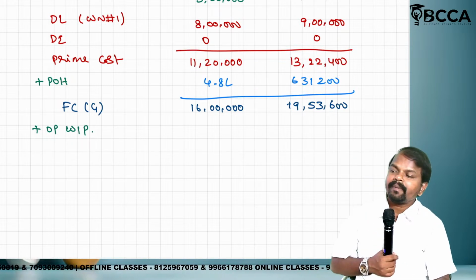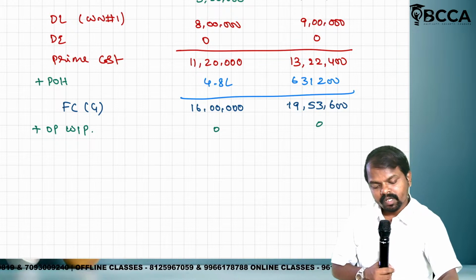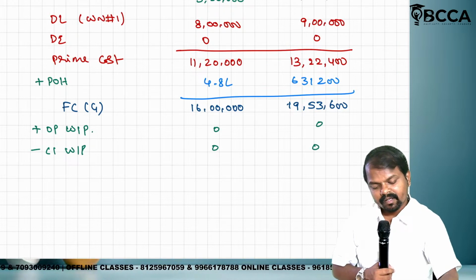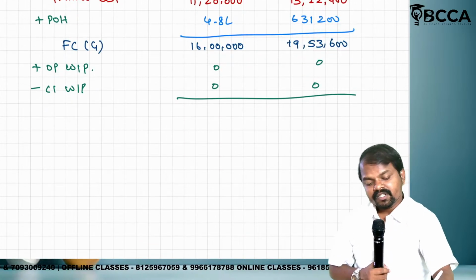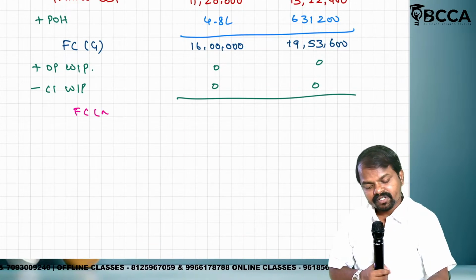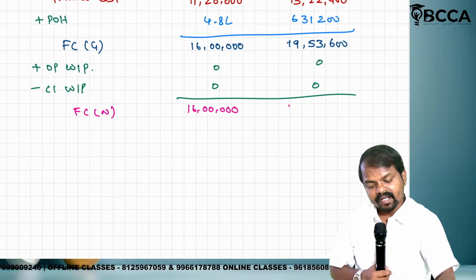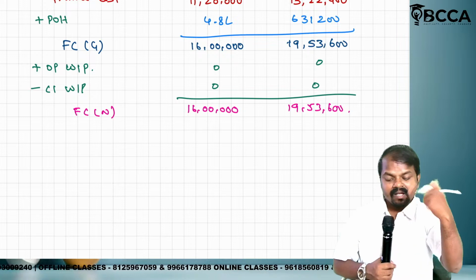Please check the question paper. Not there. Minus closing WAP, there. Result shall be referred to as factory cost net. How much? 16 lakhs here. 19,53,600. Next, what is the format?